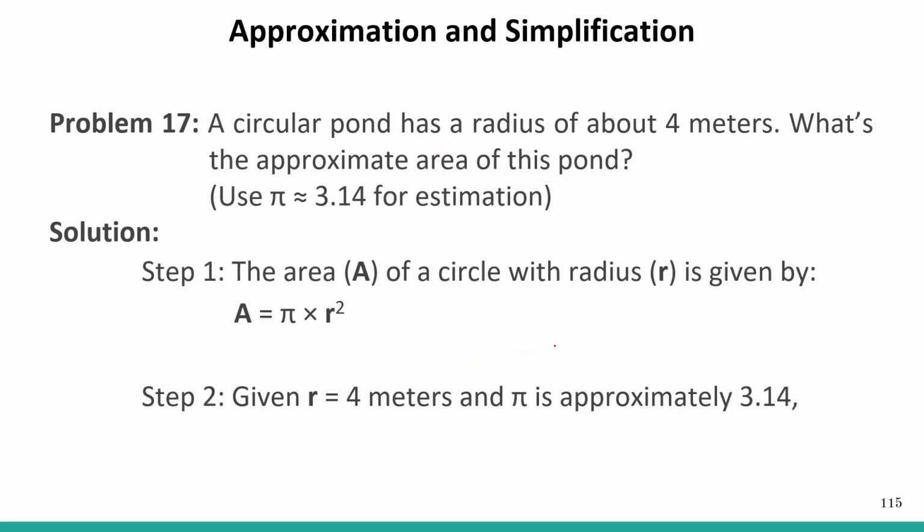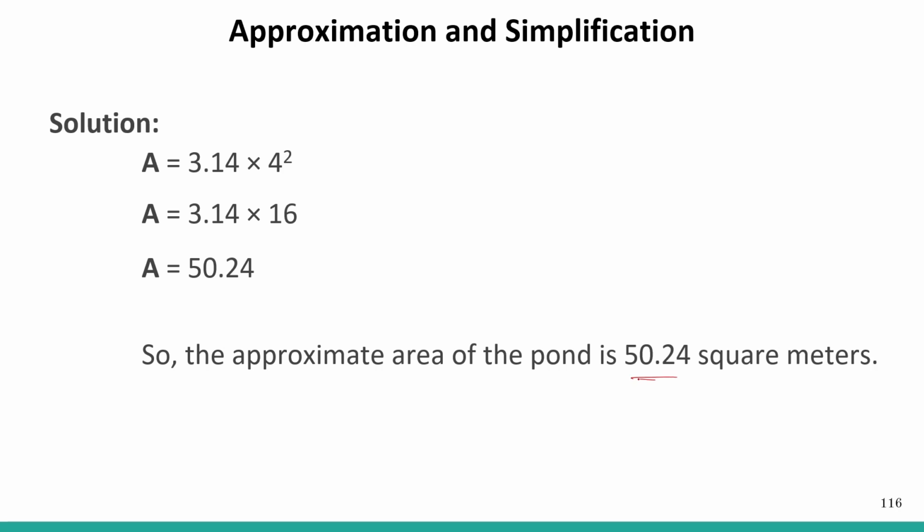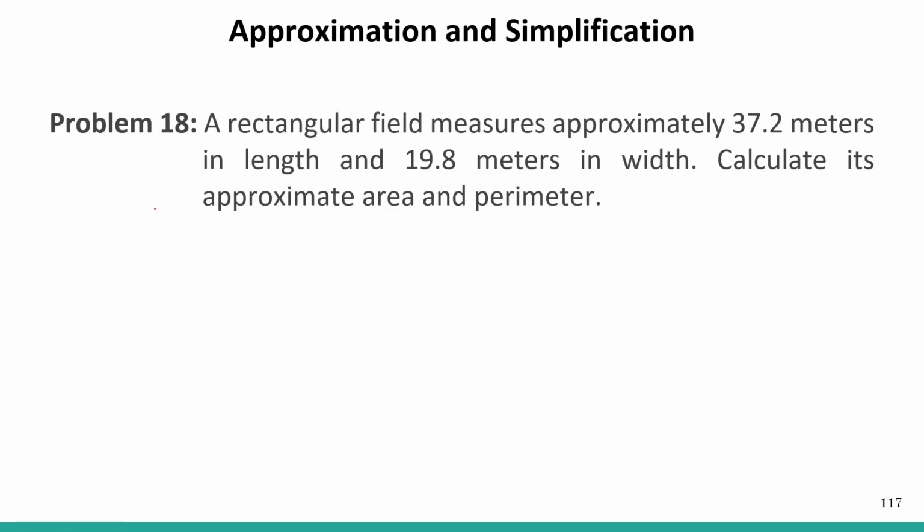So this will be equal to what? So this will be equal to 50.24 because 3.14 into 4 squared is equal to 3.14 into 16. So rounding it off up to 1 decimal point, we are left with 50.2 square meters. Okay, let's see problem number 18.